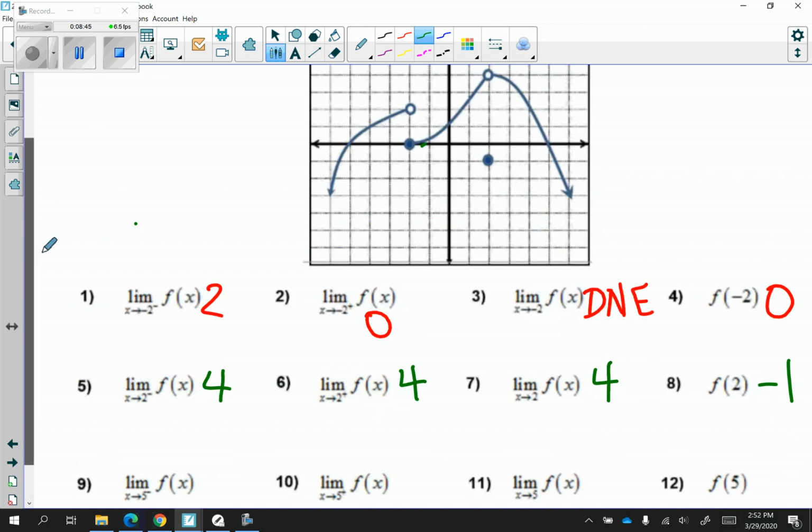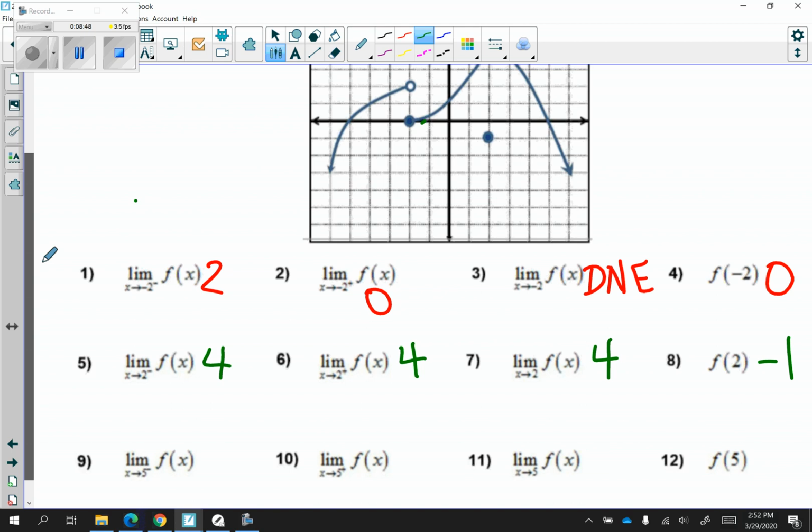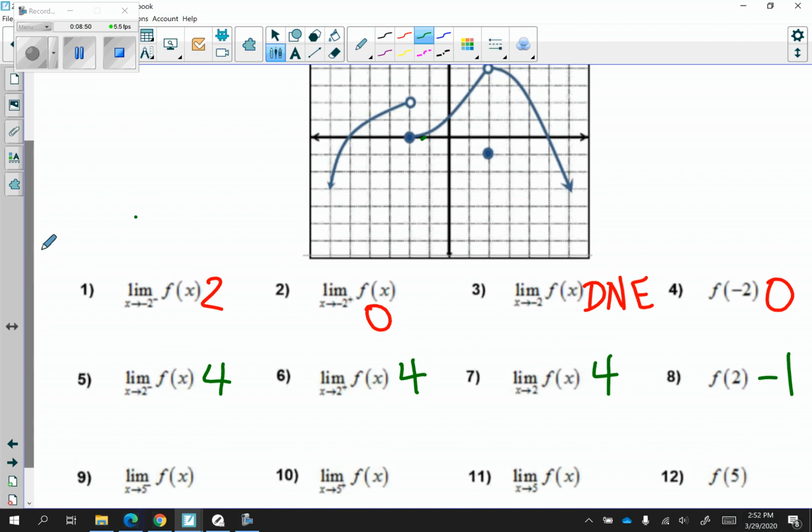And for the next, number 3. The limit as x approaches 5 from the left. 5 from the left, looks like it approaches 0. 5 from the right approaches 0. They both match, so the limit as x approaches 5 of f of x is 0. And if I substitute a 5 in, I would also get 0.